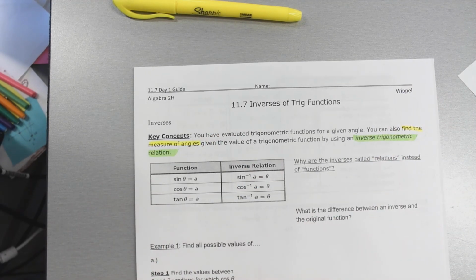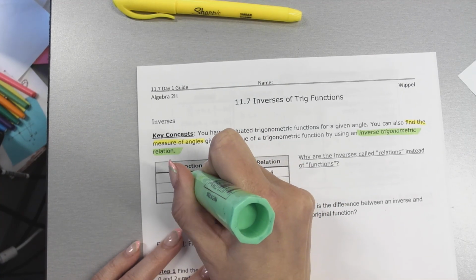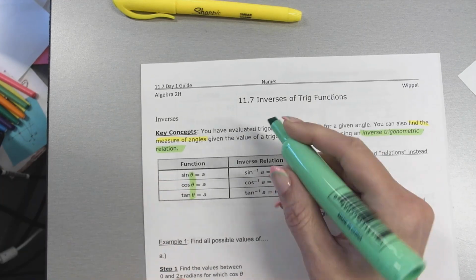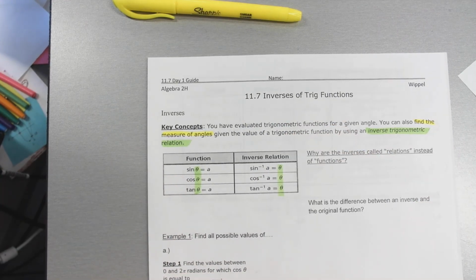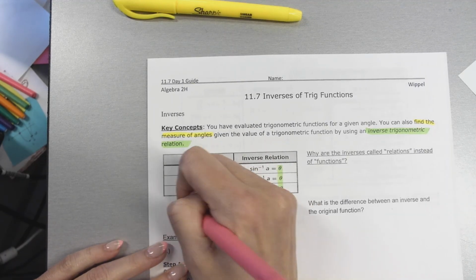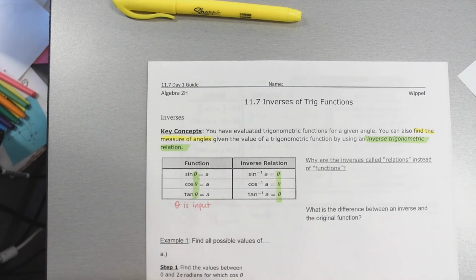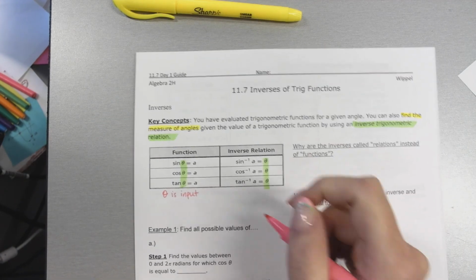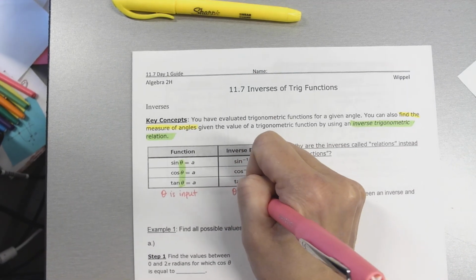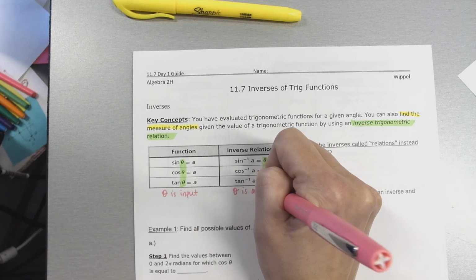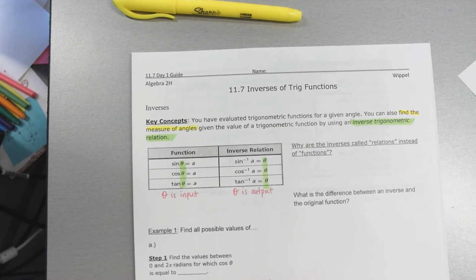In the inverse relation, theta, from what we did last week, was the input. In the inverse, theta is now the output. So in the function, theta is the input. It's what we plugged into the function. Now, theta is the output, so it's what we're going to get out when we plug something else in.